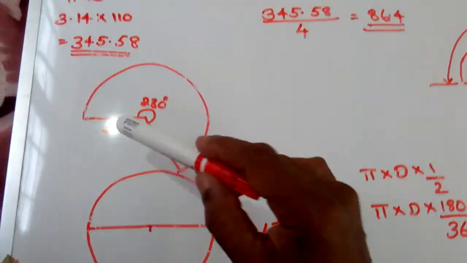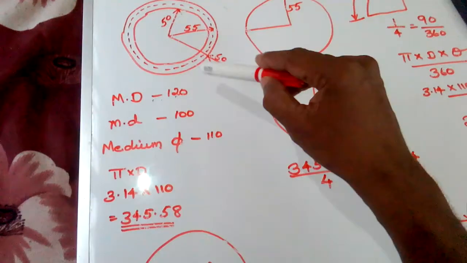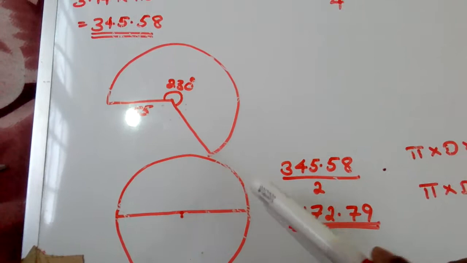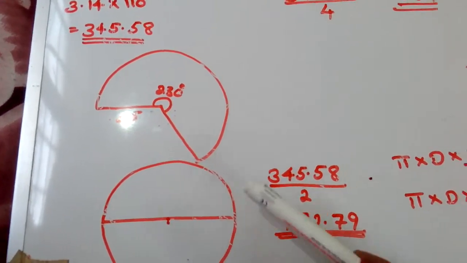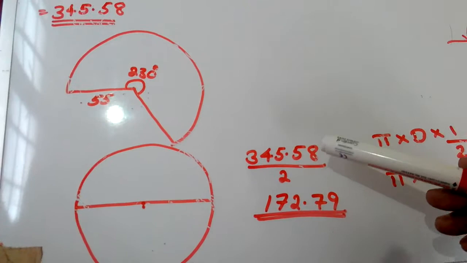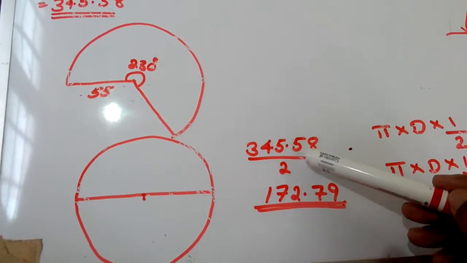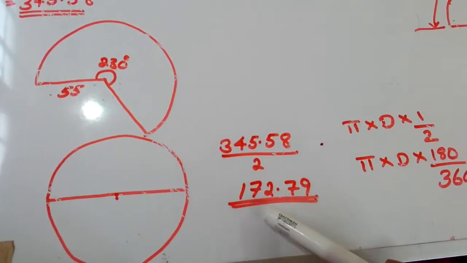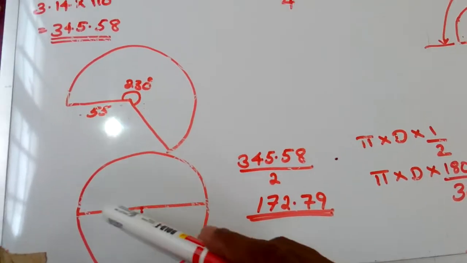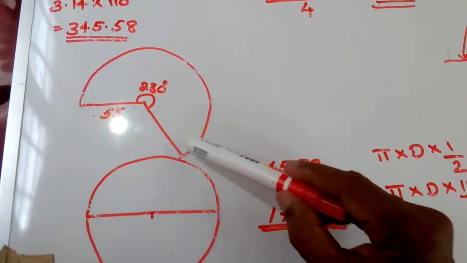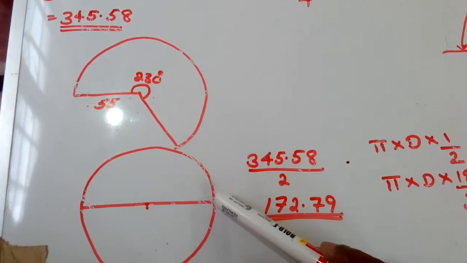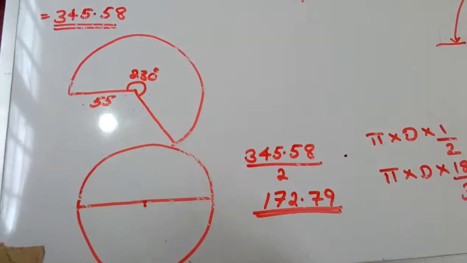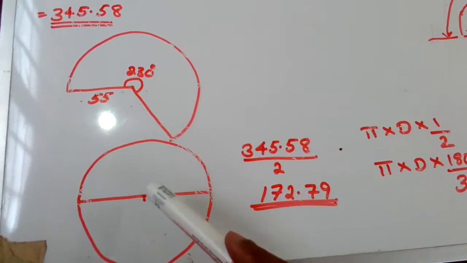It is very easy. If for making full we have to use 345.58, to make half we have to use its half. It has to be divided by 2. If we divide 345.58 by 2, it will be 172.79. Its perimeter from here to here will be 172.79. This one also will be 172.79, because it is the half.